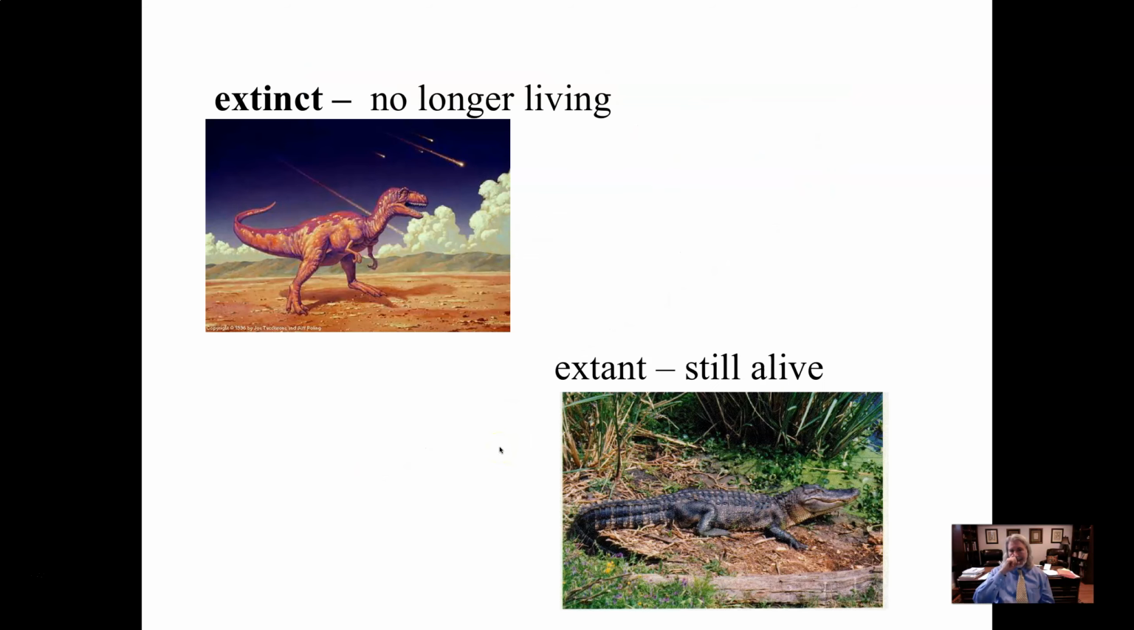Extinct and extant. Extinct species, no longer living. There are no living representatives. They did exist, we know that through the fossil record. Extant species are species that are still alive. So something like crocodiles, alligators, and so on.